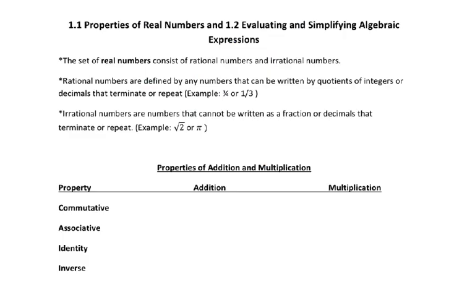The notes that we're going through today cover two different lessons, one about the properties of real numbers, the other one about evaluating and simplifying algebraic expressions. So there are a few things we need to know up front when we talk about certain types of numbers. We've got real numbers, which are made up of a group called rational and irrational numbers.